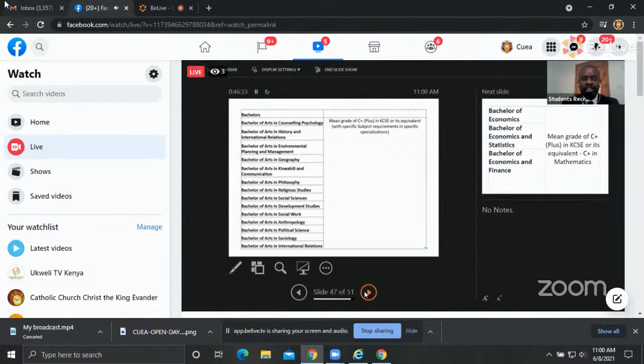For those who want to study Bachelor of Arts in Kiswahili and Communication, you require a C plus in Kiswahili. For those going for religious studies, you need at least a C plus in religious studies. And for those studying international relations, you're also required to have a C plus in either English or Kiswahili.